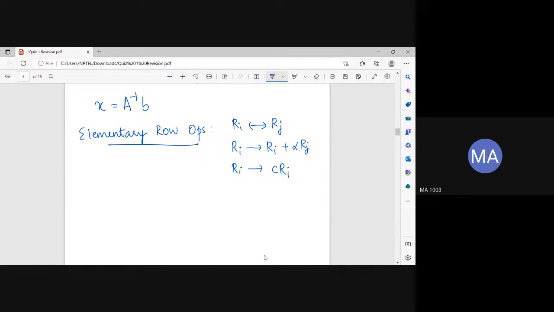And what effect does it have on the determinant? When I interchange two rows, what happens to the determinant? It gets multiplied by minus one, right? Yes, ma'am. And what happens when we do the second operation? Same, there's no change. And what happens when we do the third operation?